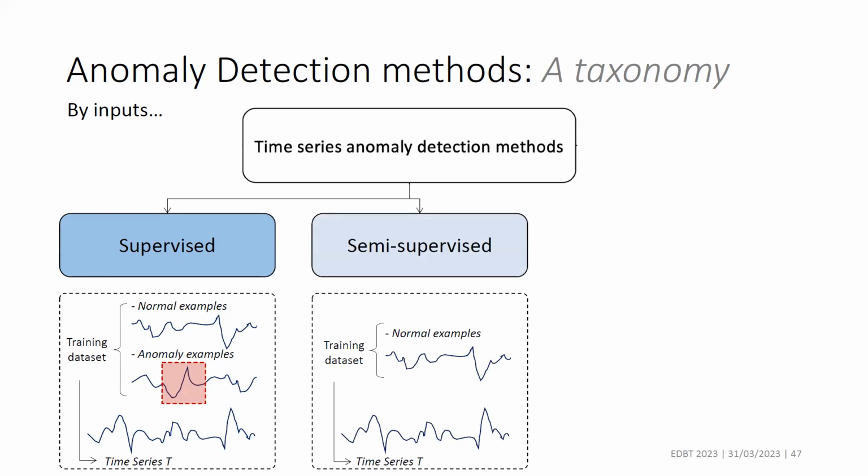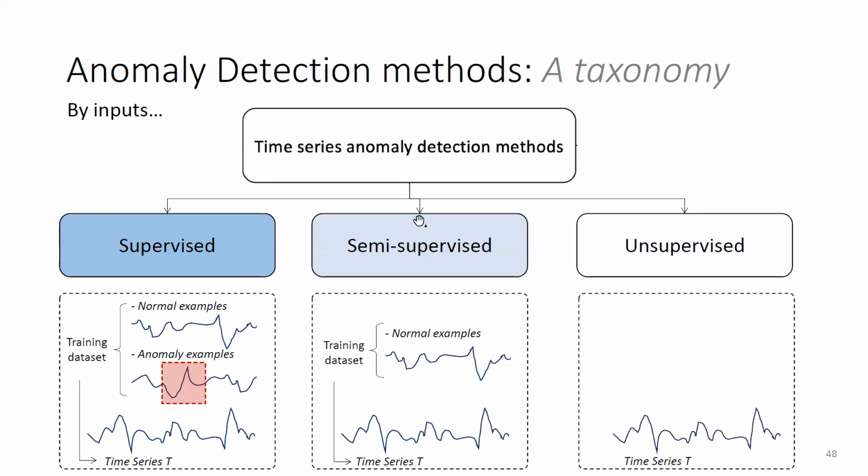Then most of the methods proposed in the literature are semi-supervised. Semi-supervised means that in this case, we don't have anomaly examples. This is realistic because in many applications, it's difficult to find examples of anomalies. Most of the time, it's easier to find examples of the normal behavior, and we can build a model to detect the normal behavior correctly. Then by failing to detect the normal behavior, we can detect the anomaly. So these are semi-supervised approaches.